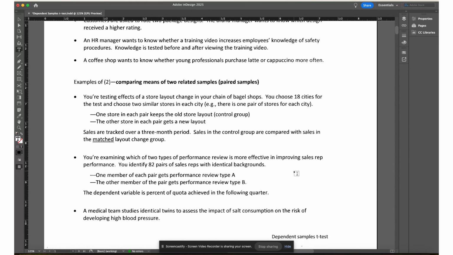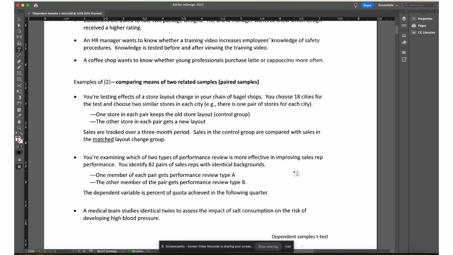And then in this next example, here's a common example that people give when they try to explain paired samples kind of t-test. So in this case, a medical team studies identical twins to assess the impact of salt consumption on the risk of developing high blood pressure. So in this case, their relationship is that they are twins. So maybe one will be asked to consume more salt and then the other one not as much. And then they'll compare their blood pressure.